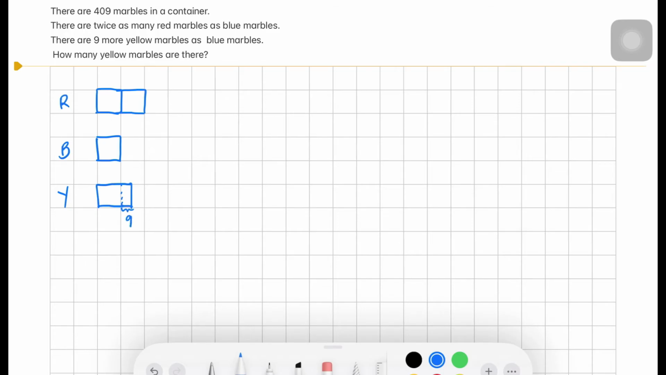Our total again is 409. Let's try to label that here. And we're looking for the number of yellow marbles. Alright.